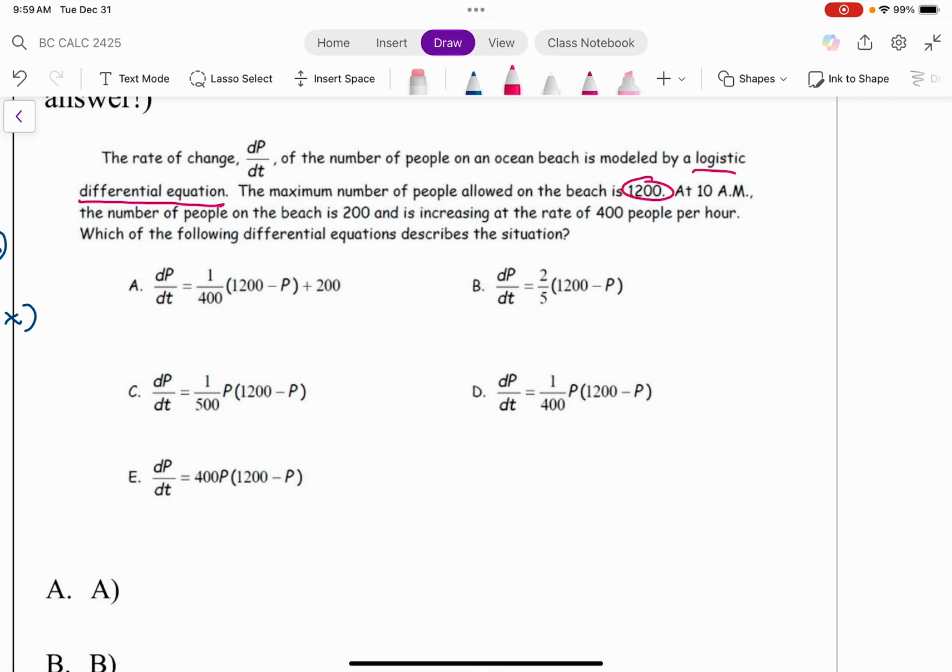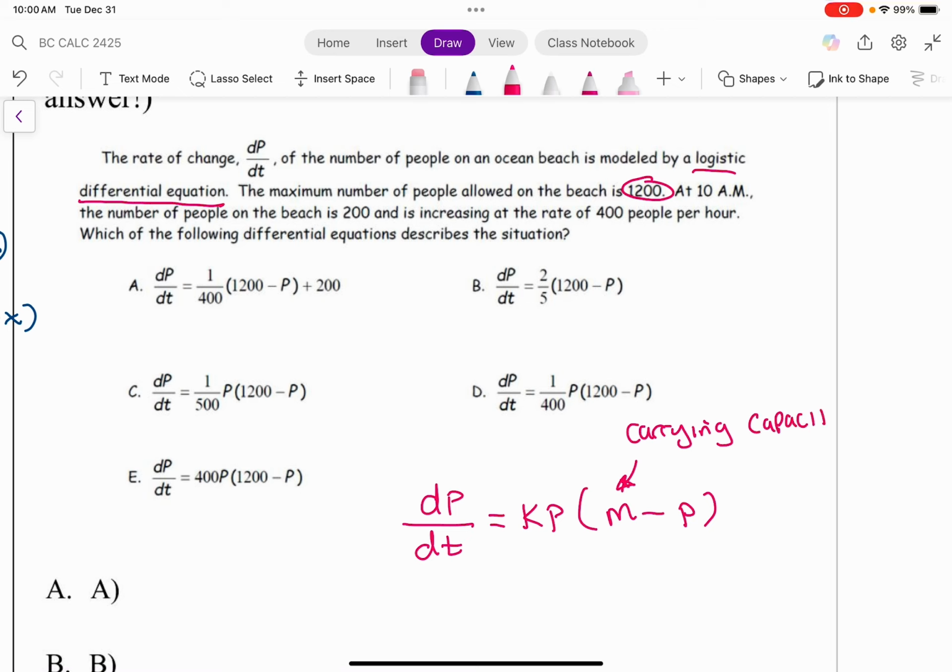All right, so first, because it's a logistic, it should follow this form: dp/dt is equal to k times p times (m minus p), where m is the carrying capacity and k is some constant. They told us the carrying capacity in this problem because they told us the maximum number of people allowed on the beach is 1,200. That doesn't really help us with the answer choices because they all have the 1,200 in the right spot.